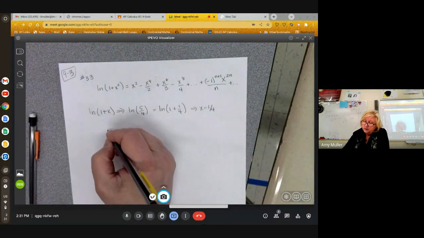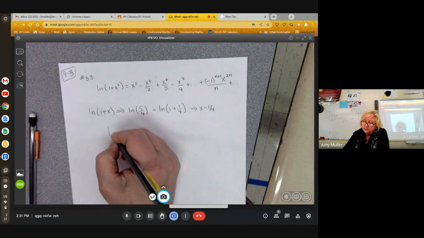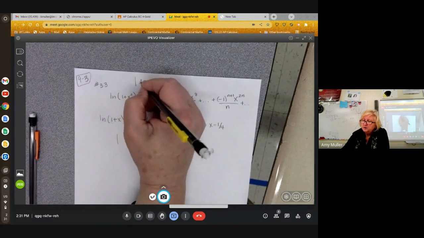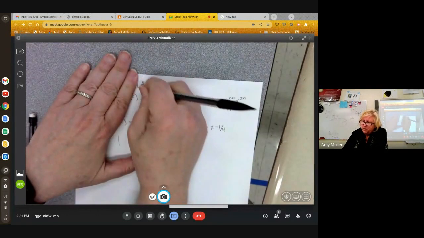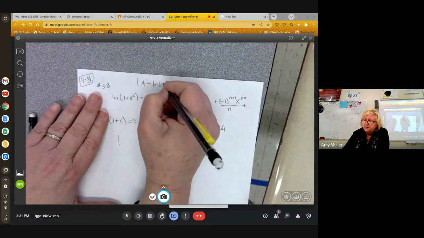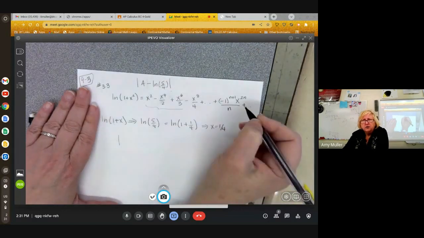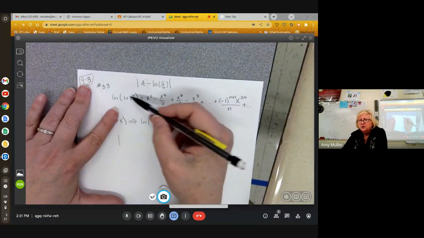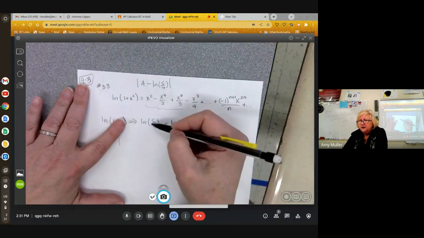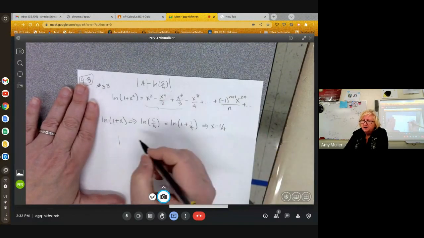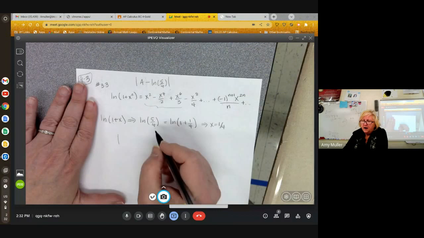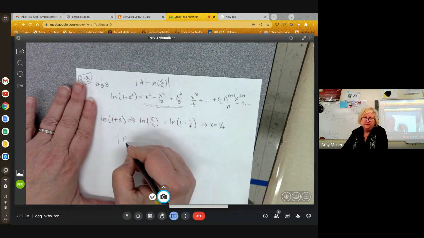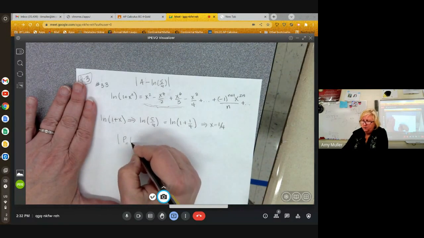So we want some number, the absolute value of A minus natural log of 5/4, and that looks kind of like error. Doesn't it, because it's absolute value and we have ln of something, and ln of 5/4 is ln of 1 plus 1/4, right? So we're going to figure out what polynomial to use here. I'm going to call this polynomial p of 1/4.